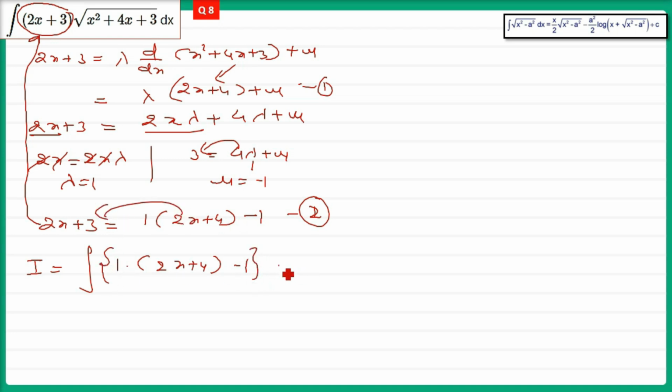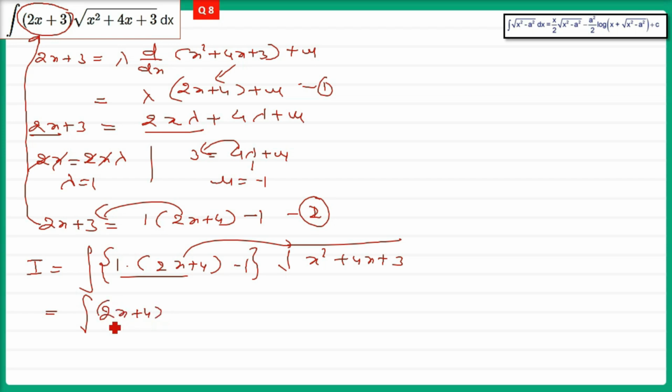And this is followed by under root x square plus 4x plus 3. So under root x square plus 4x plus 3 has to be multiplied by these two terms. Don't try to make 2x plus 4 minus 1 into 2x plus 3, because it is essentially that, but we have done all the effort just to get an idea to integrate it easily. So 2x plus 4 into under root x square plus 4x plus 3 is the first multiplication, then the negative is multiplied by under root x square plus 4x plus 3.